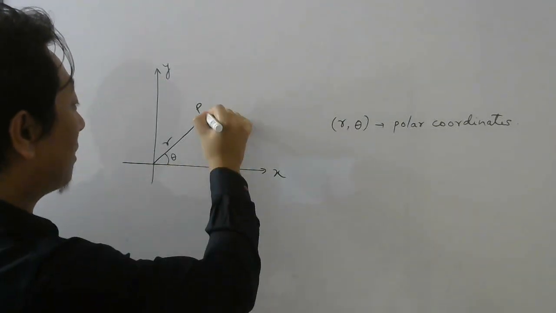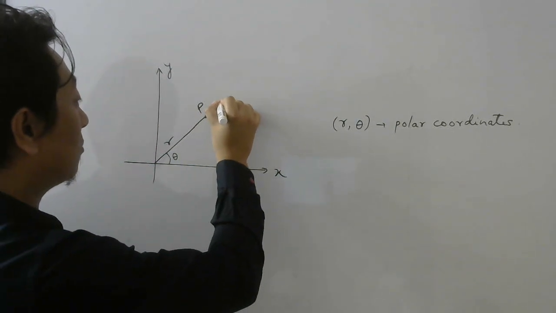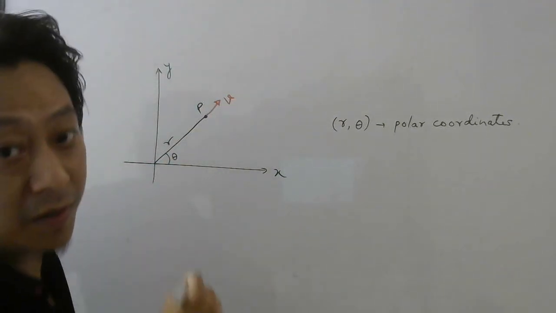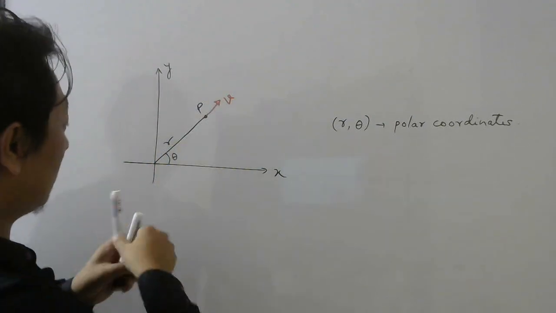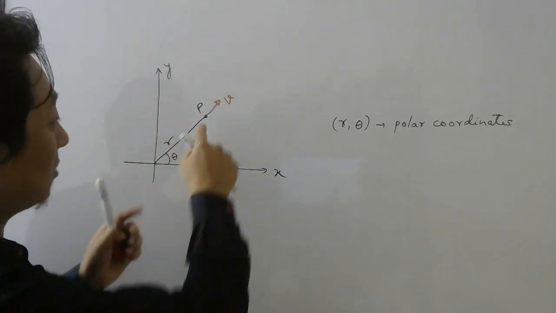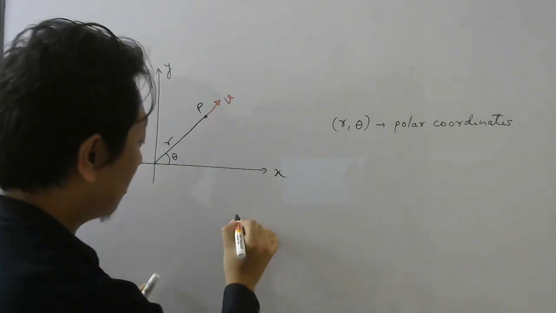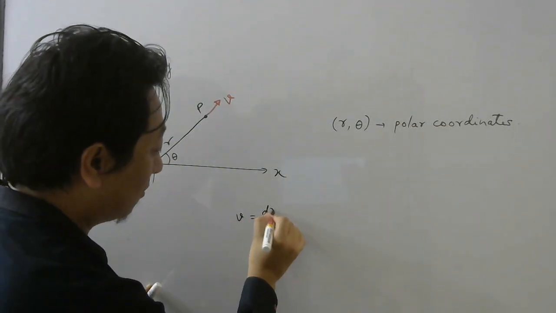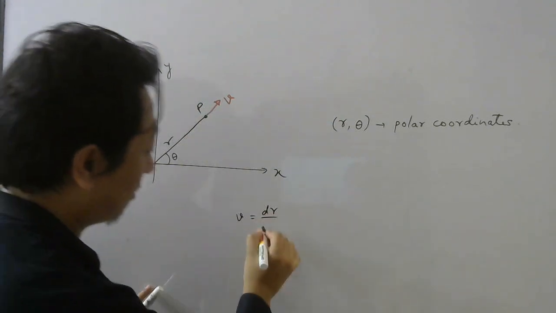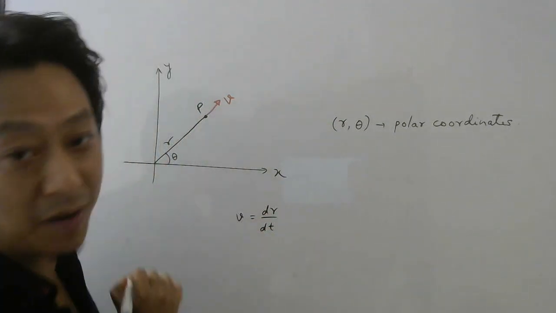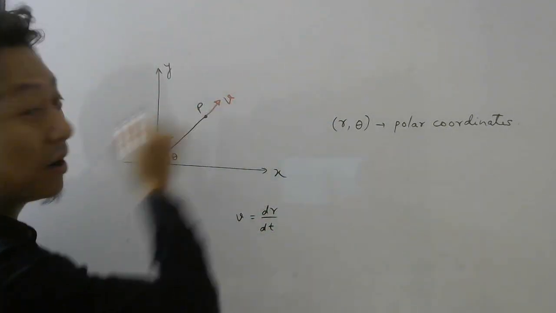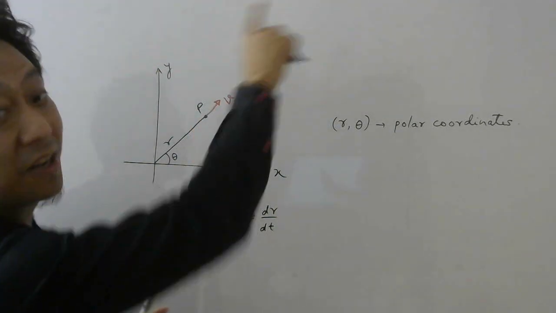Now imagine this particle is moving in this direction with velocity v. Then this v can be written in terms of r, right? Because as this particle moves, this r will increase with time. So the speed will be the rate of change of this distance r with respect to time. So dr by dt would give you the speed of this particle if it is moving in this direction.